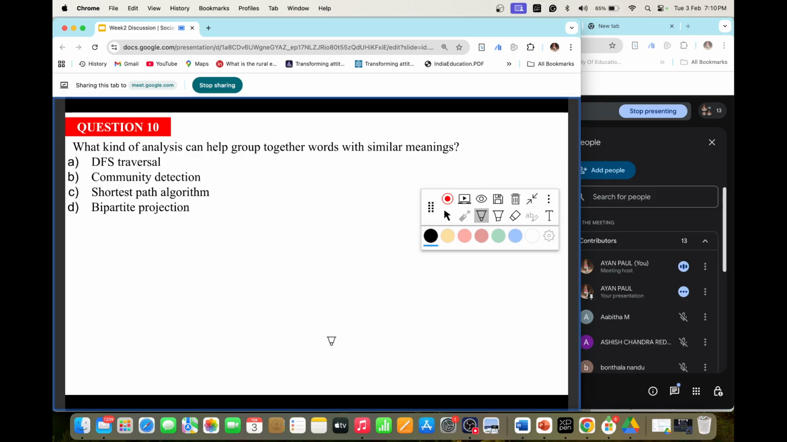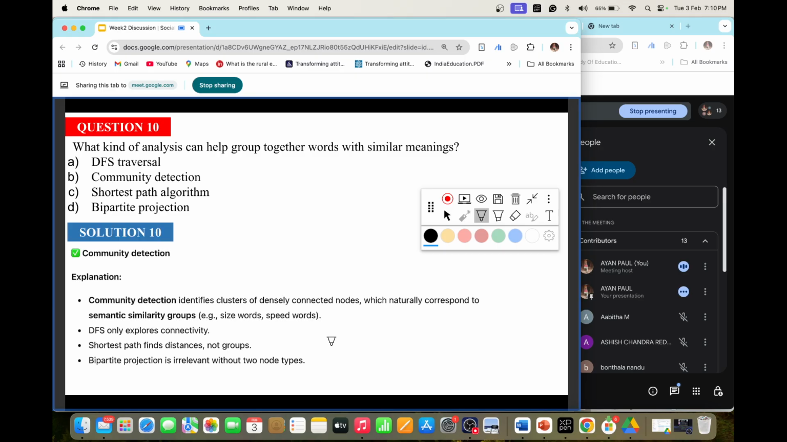So let's move on to the next question. What kind of analysis can help group together words with similar meaning? DFS traversal, community detection, shortest path algorithm, bipartite projection. So this is, I think, easy. That is community detection, right? Yeah, community detection will be your right answer.